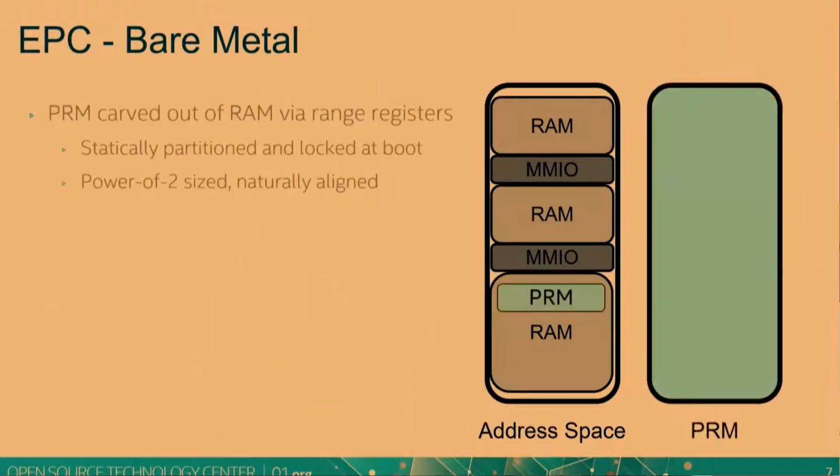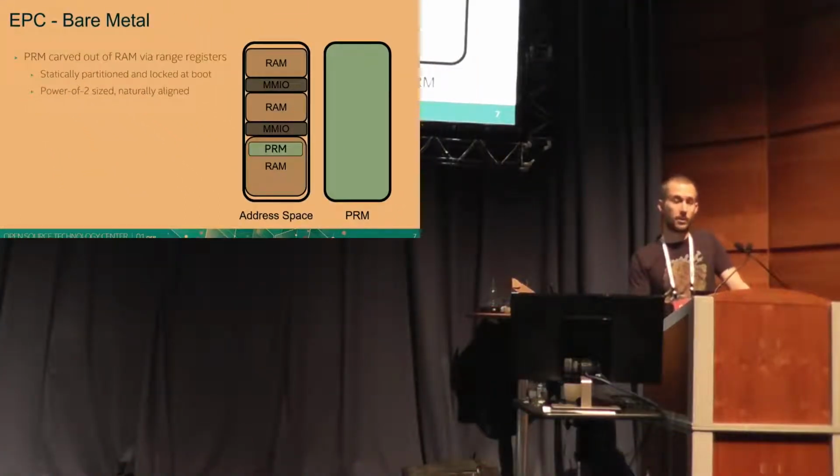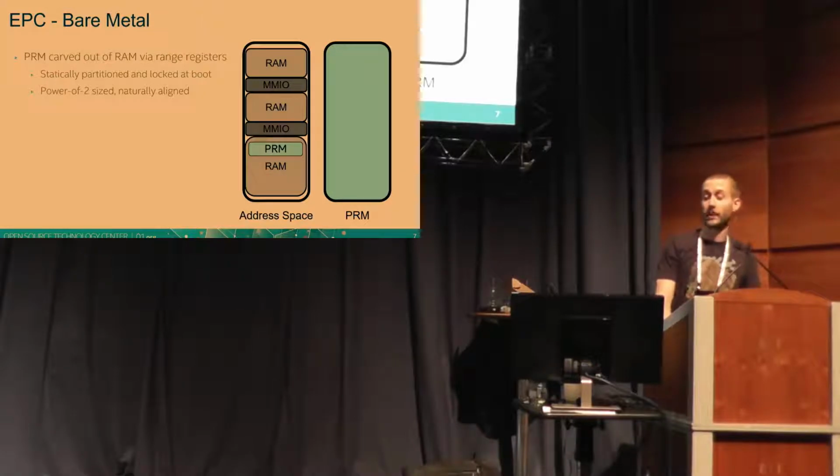On bare metal, the PRM is carved out of RAM with range registers. This is statically partitioned, so it's not something that you can change on the fly. It has to be locked at boot. So similar to the feature control MSR, the PRMRRs have to be locked. Because they're range registers, it has to be power of two sized and naturally aligned. So you can't do page granularity sizing.